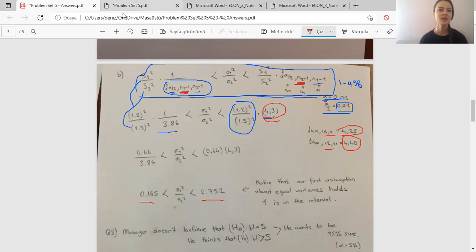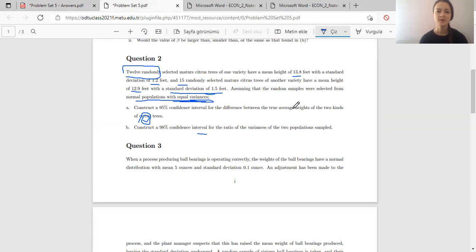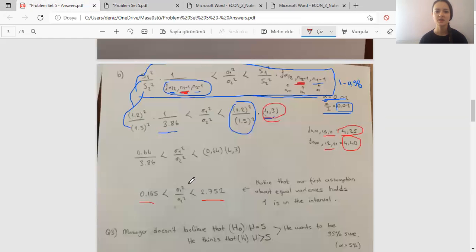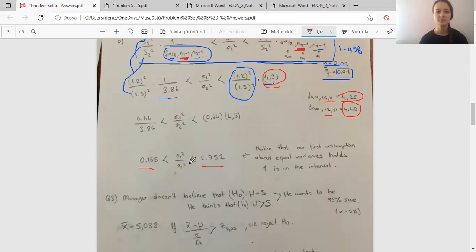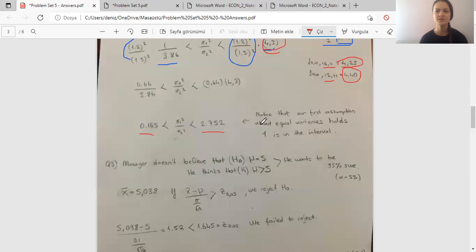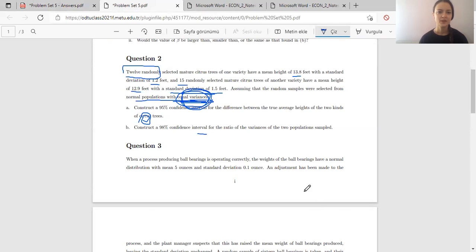Now, I have mentioned that the question involves this assumption, equal variances, okay? Now, we constructed a ratio of variances interval, and here we can see that 1 is in the interval. So there is no need to reject the assumption. That's the little thing that we should pay attention to. It is not necessary, but I'm just saying.